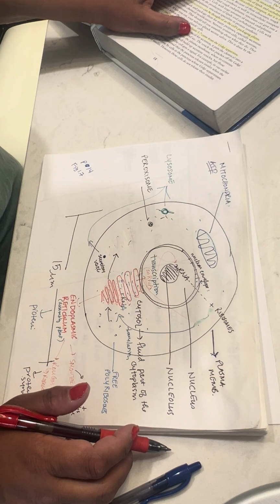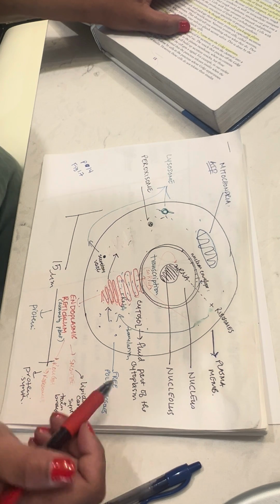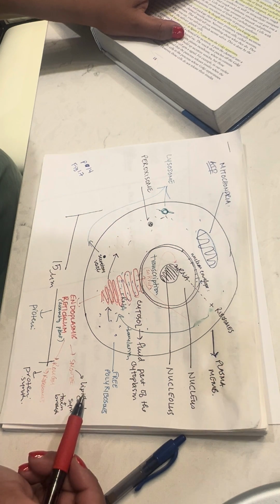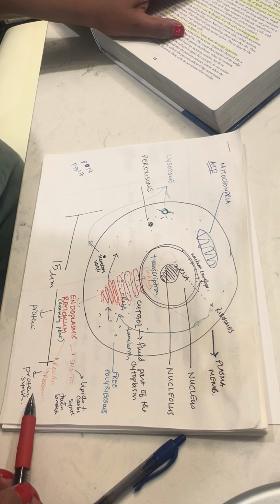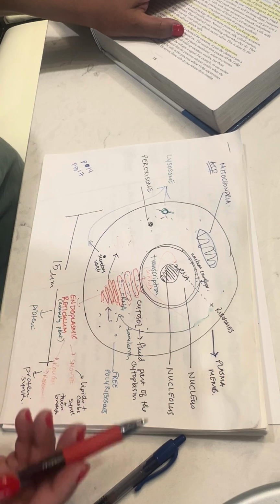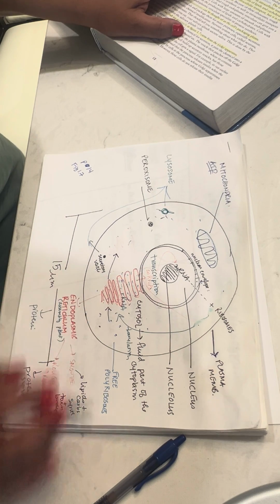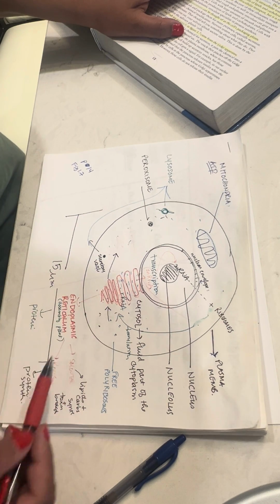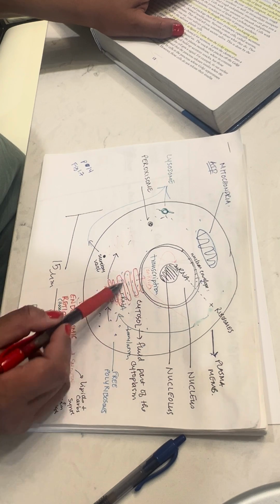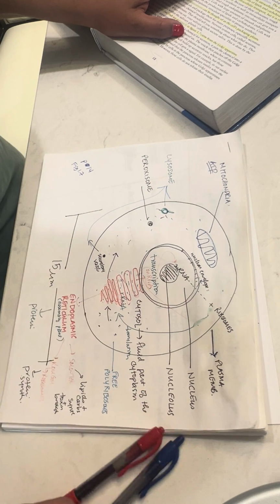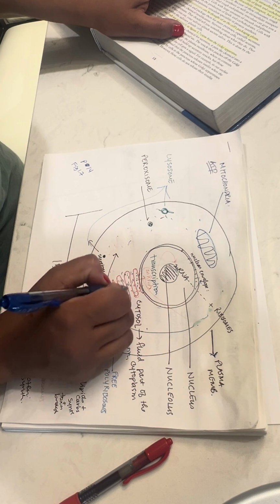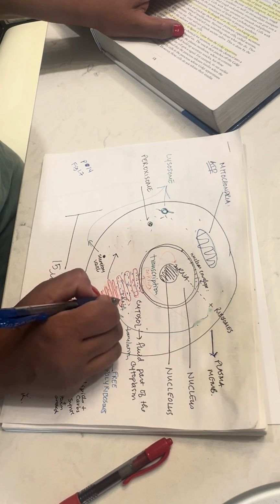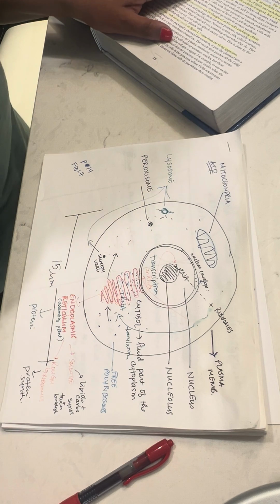Now, if you look at this, there's a smooth endoplasmic reticulum and there's a rough one, okay? The smooth part of it does not have any ribosomes on it. What makes it rough is the ribosomes. So all these blue dots you see here make it rough endoplasmic reticulum. And when you don't have any of that on there, it's smooth, okay?